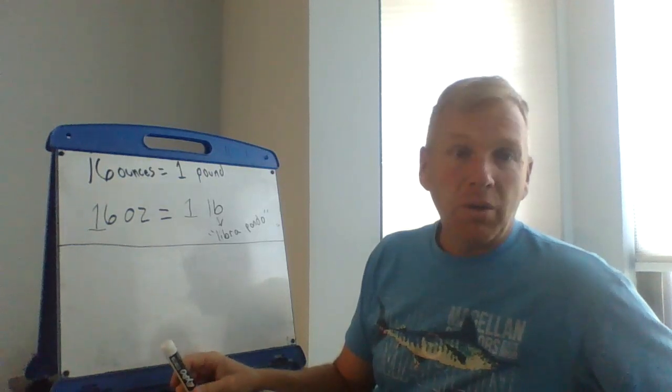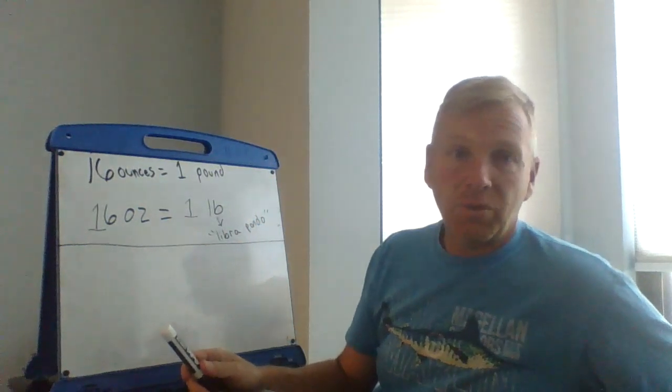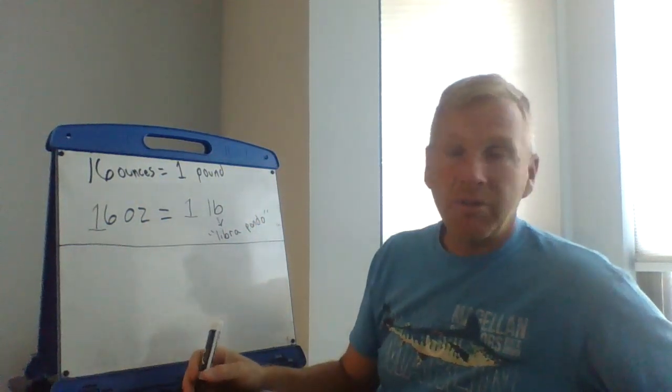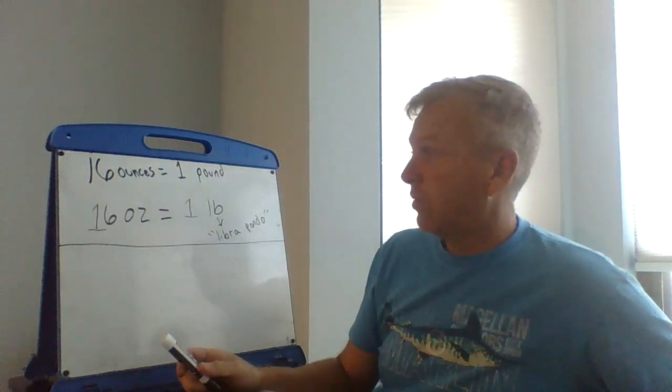Today we're going to be talking about weight using the customary system. And in America, we use ounces and pounds. So most of you probably have seen this already. But 16 ounces is equal to 1 pound.